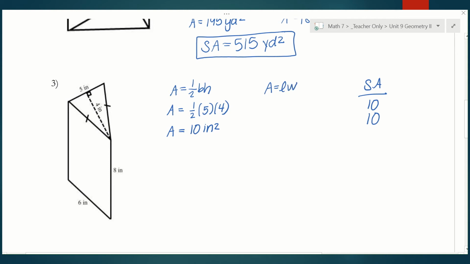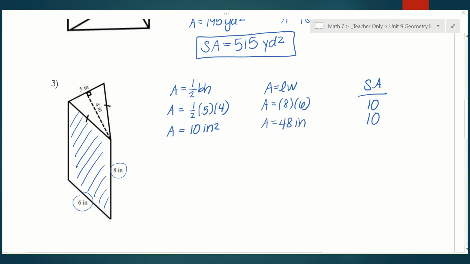So let's first talk about the side that we can really see here, this one. Okay, so the length and width of that rectangle is 8 by 6. So the area of that rectangle is 48. So I'll put that in my list.